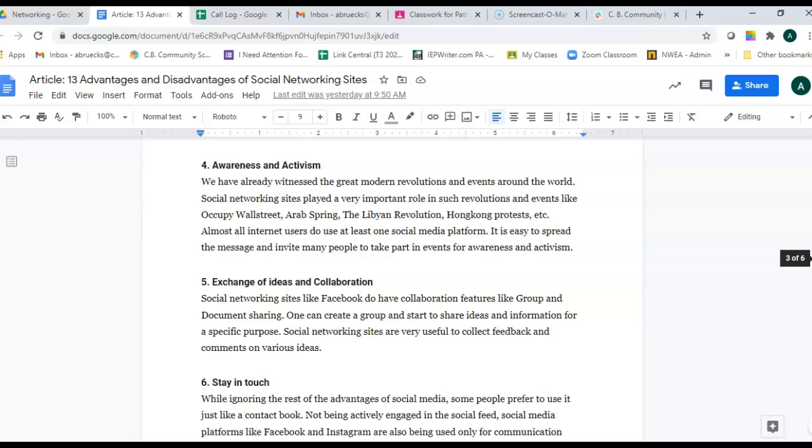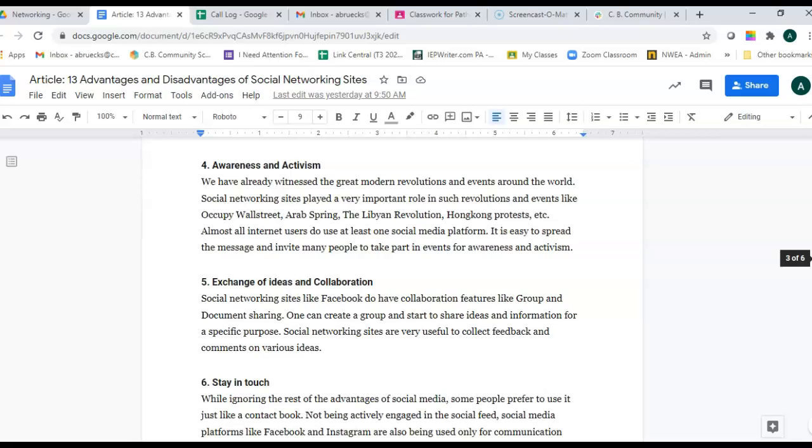Number 5, exchange of ideas and collaboration. Social networking sites like Facebook do have collaboration features like group and document sharing. One can create a group and start to share ideas and information for a specific purpose. Social networking sites are very useful to collect feedback and comments on various ideas.